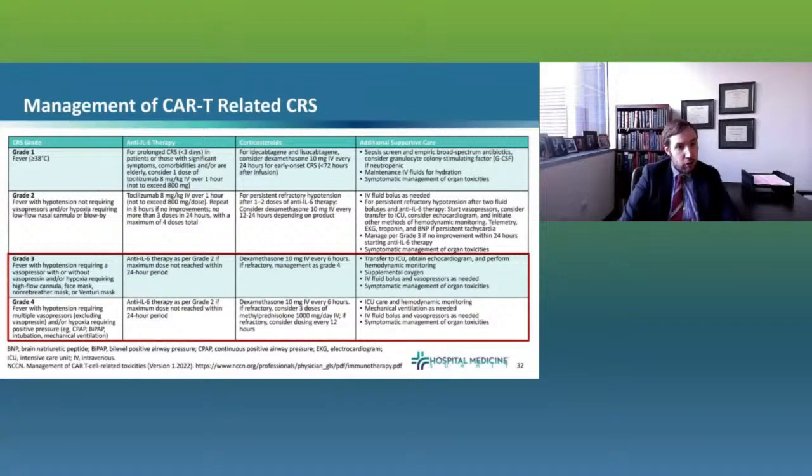And now moving into the grade 3. That's going to be fever, hypotension, requiring vasopressors. Of course, they're all getting the IL-6 inhibitor. They're all getting toci. They're all going to the ICU. You're going to go ahead and just give them steroids. Same thing with grade 4. So again, low threshold to give the tocilizumab.